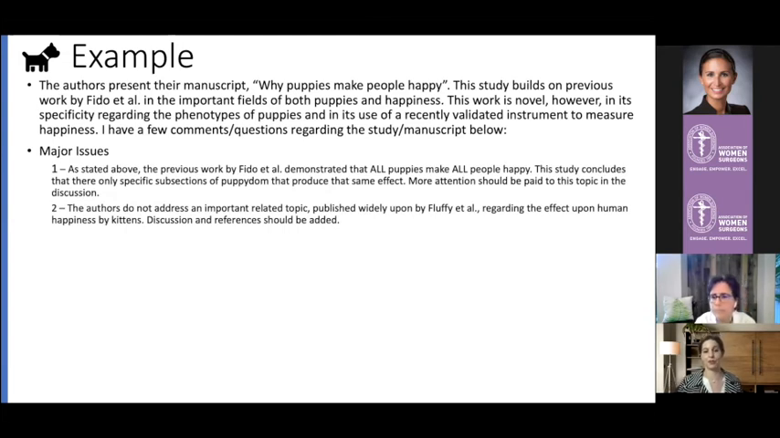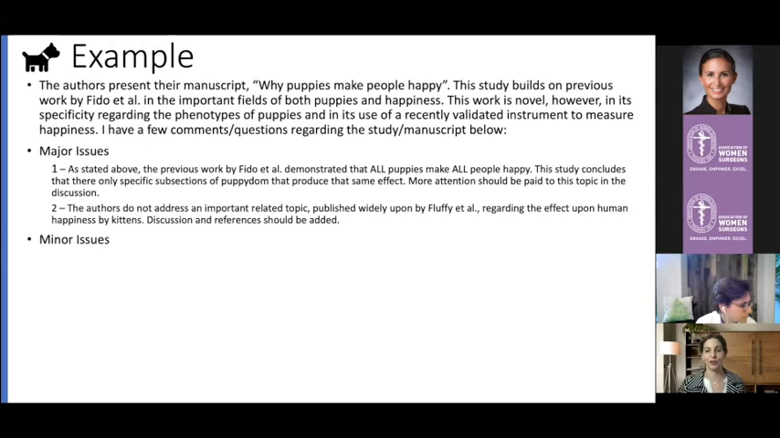One, as stated above, the previous work by Fido et al. demonstrated that all puppies make all people happy. This study concludes that there are only specific subsections of puppydom that produce that same effect. More attention should be paid to this topic in the discussion. Number two, the authors do not address an important related topic published widely upon by Fluffy et al. regarding the effect upon human happiness by kittens. Discussion and references should be added.